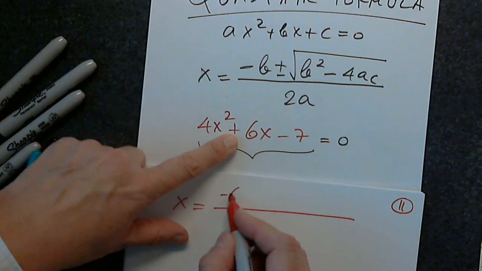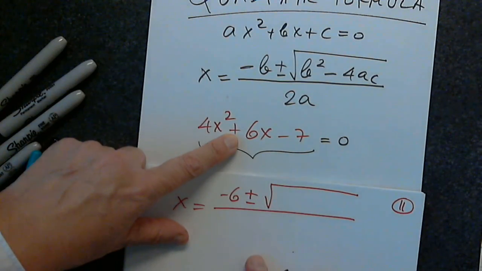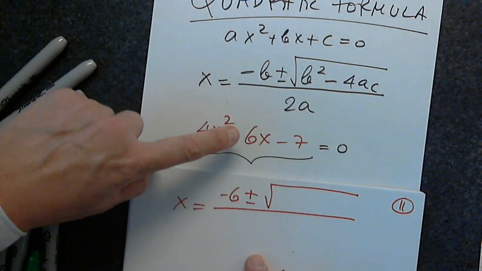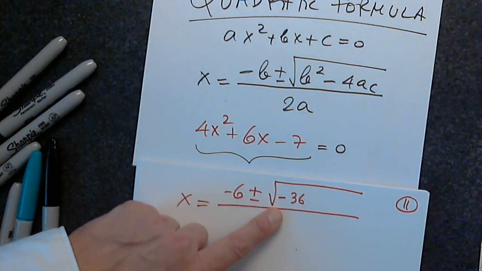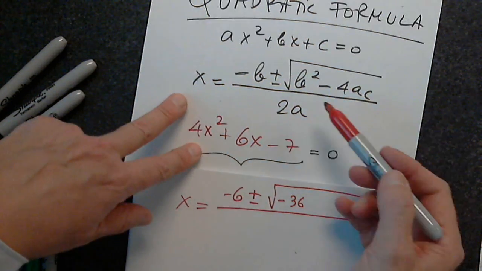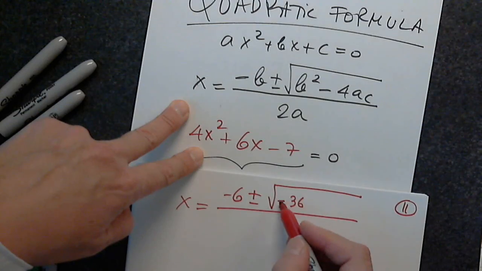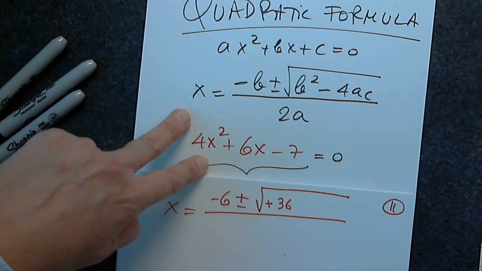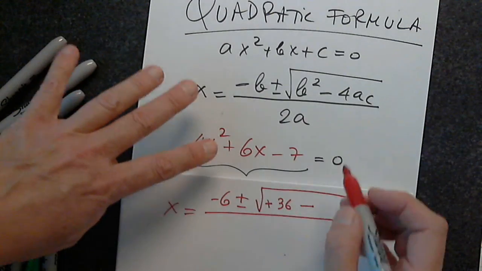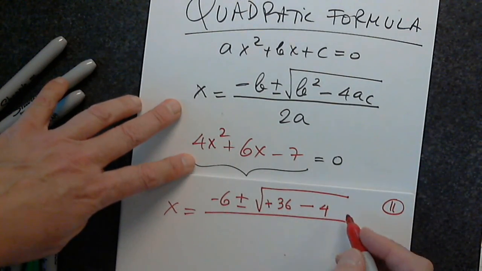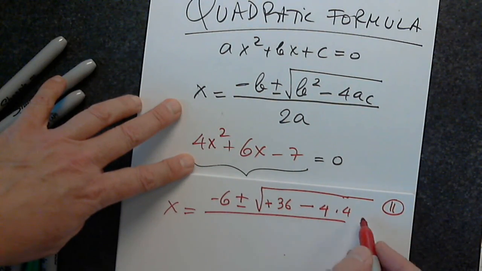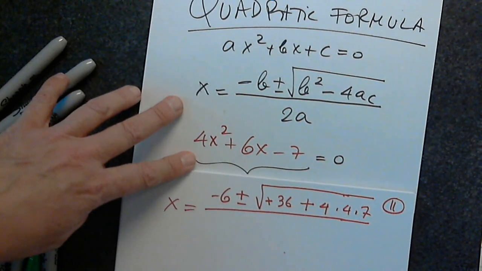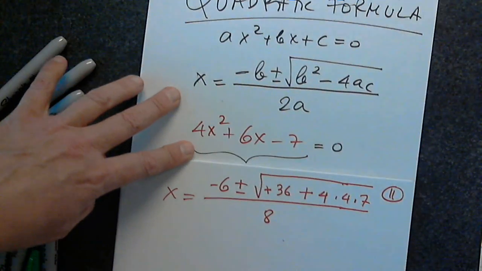Negative B plus or minus the square root of B squared. No matter what B is, this number will always be positive. Do not ever start with something like this. That will be terribly wrong. No matter what B is, positive or negative, you have to square it. So this will always be a positive number. Minus 4 from the formula times A, which is 4, times C, which is -7. I have to put in parentheses. Instead, the negative with a -7 will change into positive, so I don't have to put too many parentheses in there. Over 2 times A, which is 8.